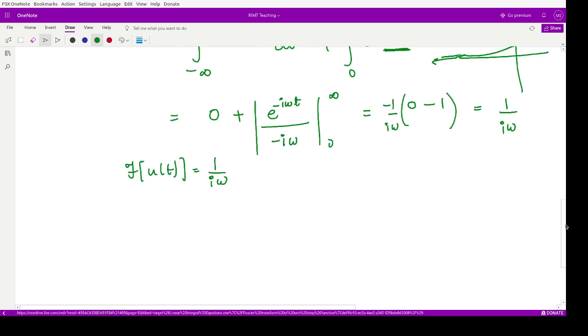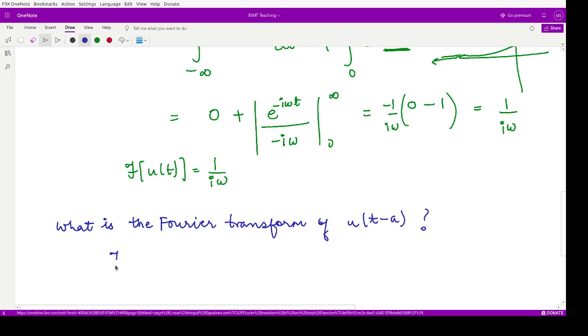So now let us see what is the Fourier transform of this displaced function u of t minus a, right? So we are interested to calculate the Fourier transform of u of t minus a. So what is this? This is equivalent to, we can again use the definition. So it would be the integral of u of t minus a times e to the power minus iota omega t dt.